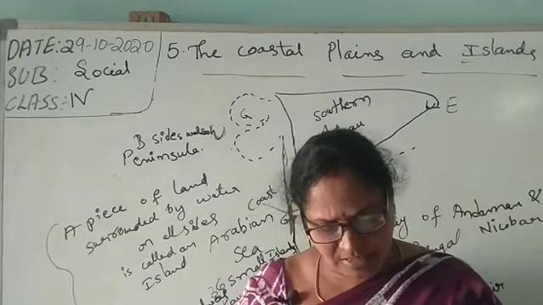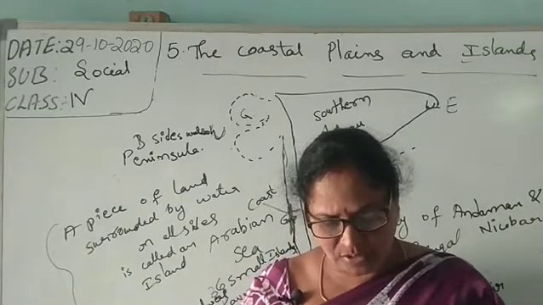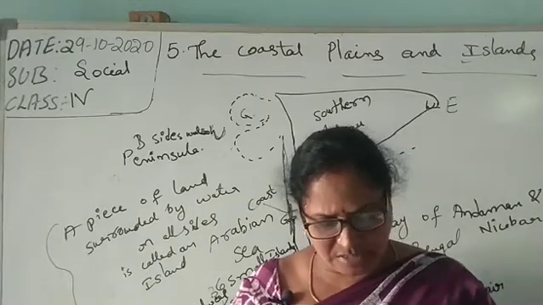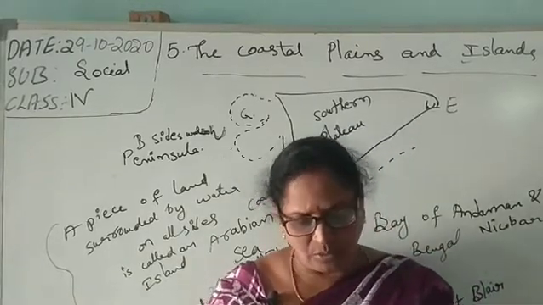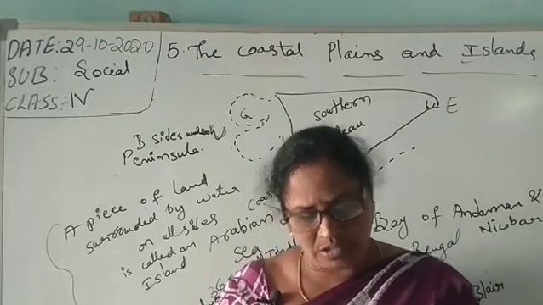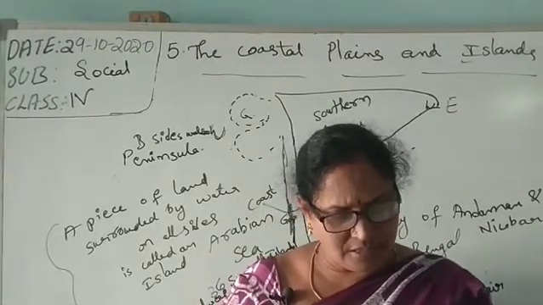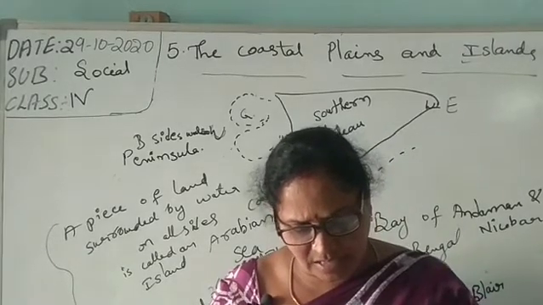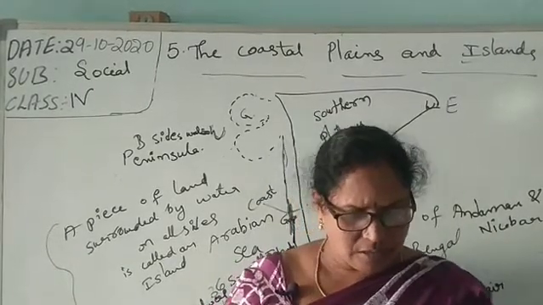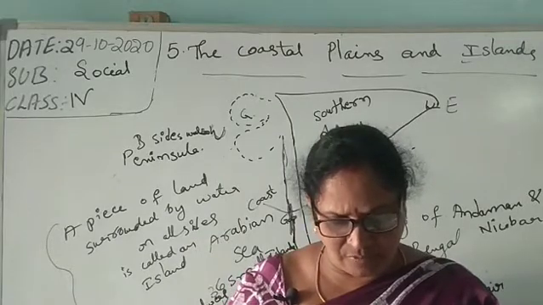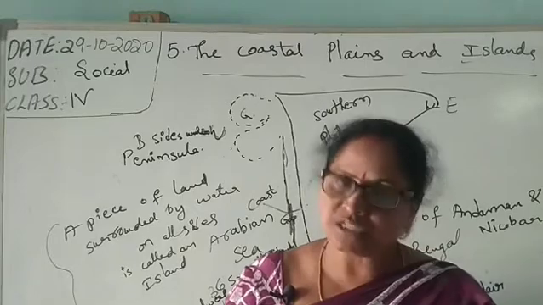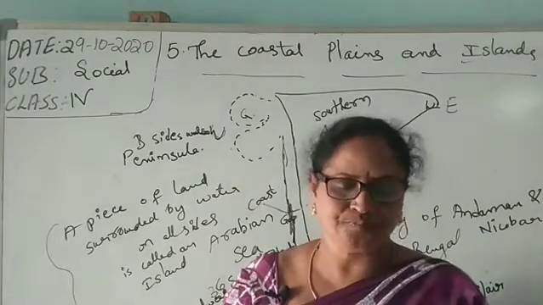The coastal plains are divided into the western coastal plains and the eastern coastal plains. The western coastal plains are divided into three parts: the Gujarat coast, the Konkan coast, and the Malabar coast. The eastern coastal plains are divided into the Northern Circars and the Coromandel coast. The two main groups of islands of our country are the Andaman and Nicobar Islands and the Lakshadweep Islands.